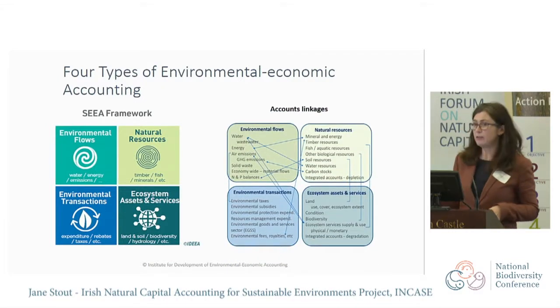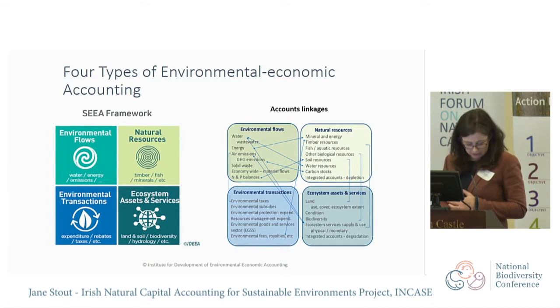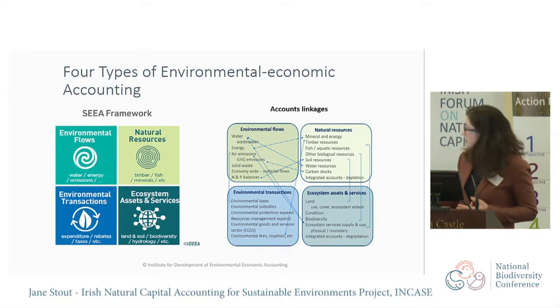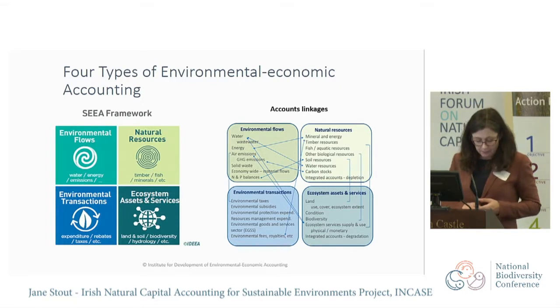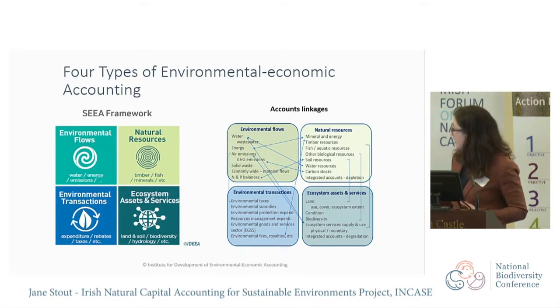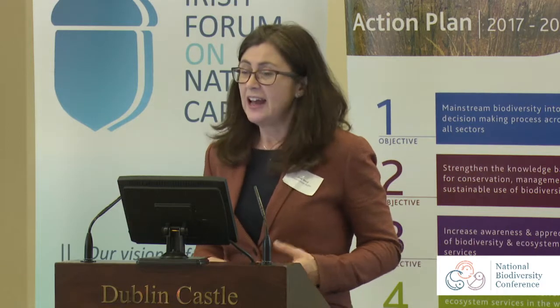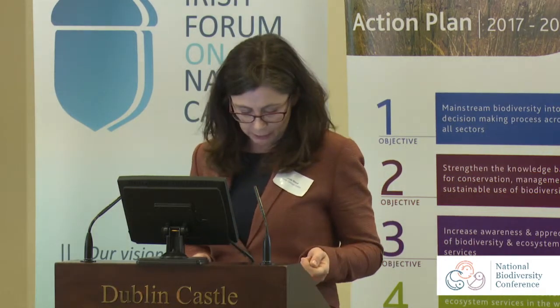And on the right here is how these accounts link to one another, so how the elements of these accounts link to each other. So we've got environmental flow accounts to do with water, energy and emissions, natural resource accounts to do with timber, fish, minerals, generally the things that can be monetized. We have environmental transactions in the dark blue there at the bottom. These are to do with environmental taxes and subsidies, expenditure, green jobs, green economy. And we have the ecosystem assets and services, which is the land, the soils, the biodiversity. And this is really the new area from the statistical point of view.